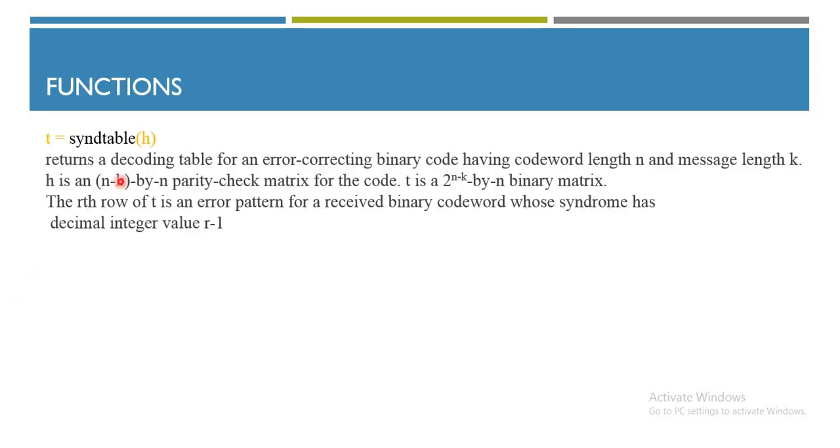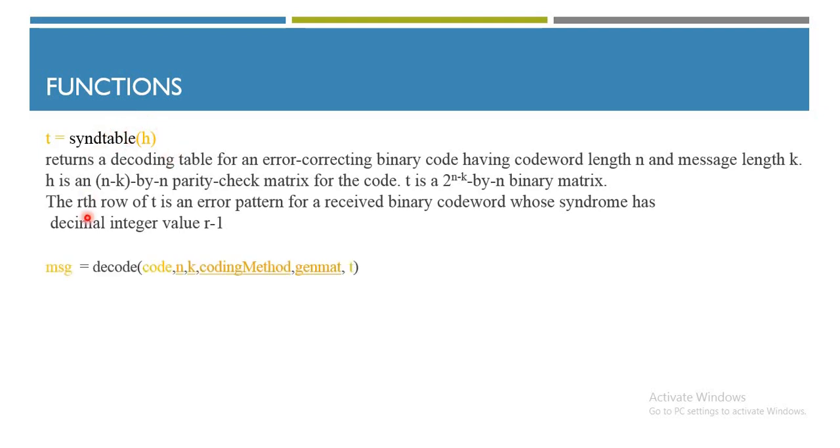Next function, T equals syndtable(H). This particular function returns the decoding table for the error correcting binary code having a code length n and the message length k. So this particular function is used for the syndrome table generation. With the help of this we are generating the syndrome table for H. Now what is the H in this case? H is the parity check matrix. So with the help of that parity check matrix it is generating the syndrome table.